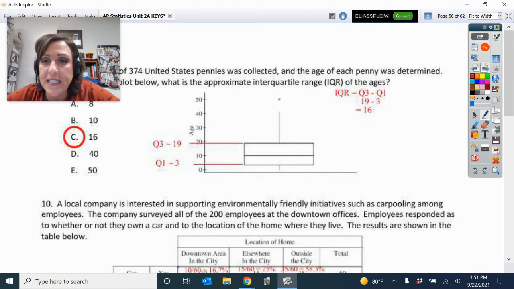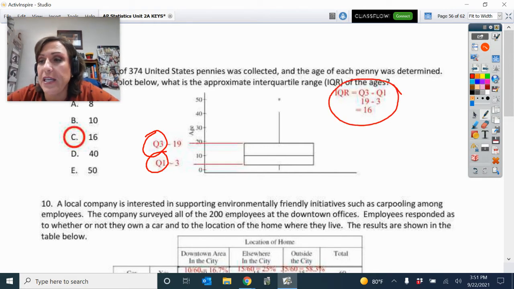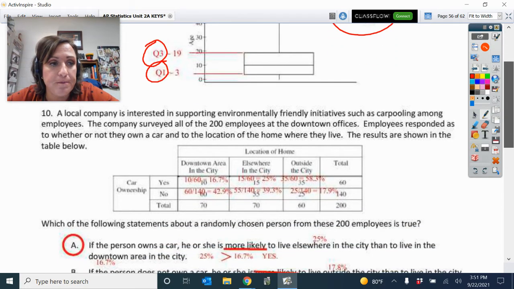This one, pretty basic. It is asking for the IQR. So you're taking Q3, and that's at 19. And I'm subtracting Q1, which is 3. And that's how I get an IQR of 16.